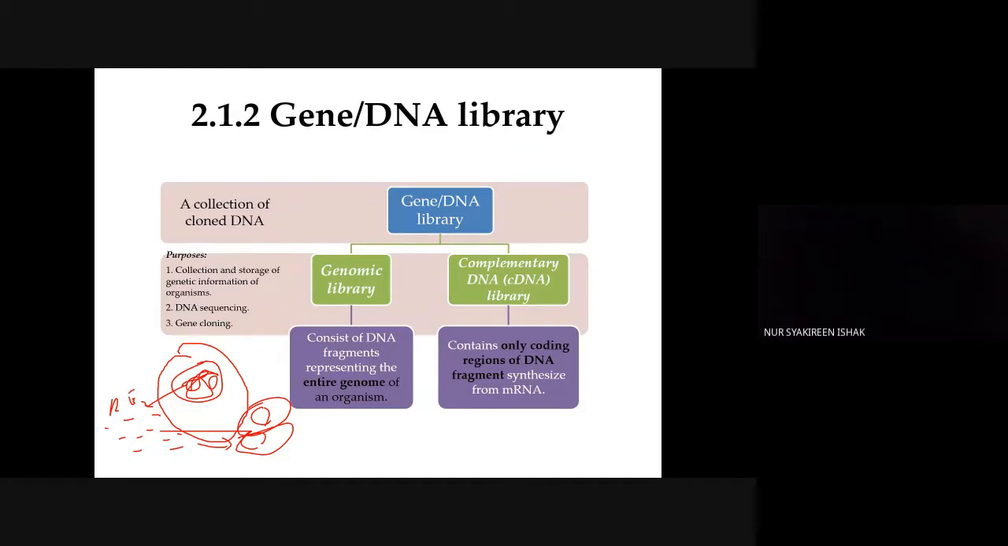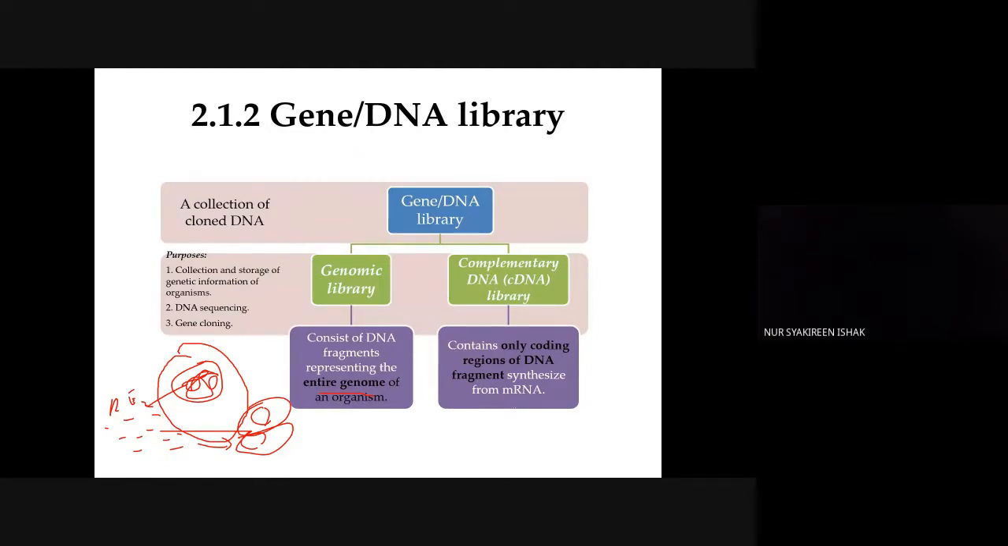So it consists of DNA fragments representing the entire genome, the whole DNA composition of an organism. Genome is the whole DNA of an organism. If we have 46 chromosomes, it is all the DNA sequences from the 46 chromosomes. So it contains all the genes from the 46 chromosomes.